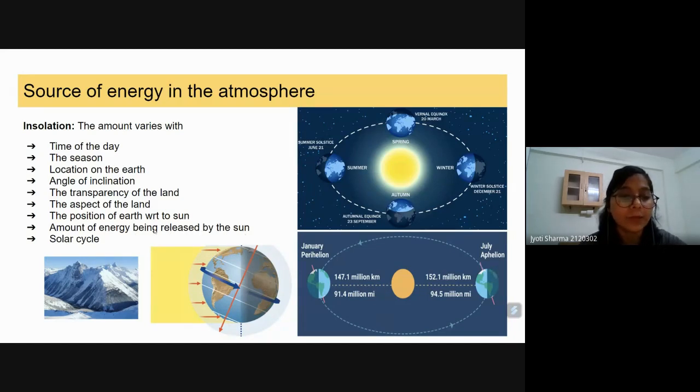Then the amount of energy being released by the sun. Because we know that we have the solar cycle, and because of that solar cycle there is some magnetic activity within the sun. Because of this magnetic activity there are sunspots on the sun, and the energy varies with the number of sunspots on the sun itself. So because of the solar cycle, our earth gets a variation of energy from the sun.